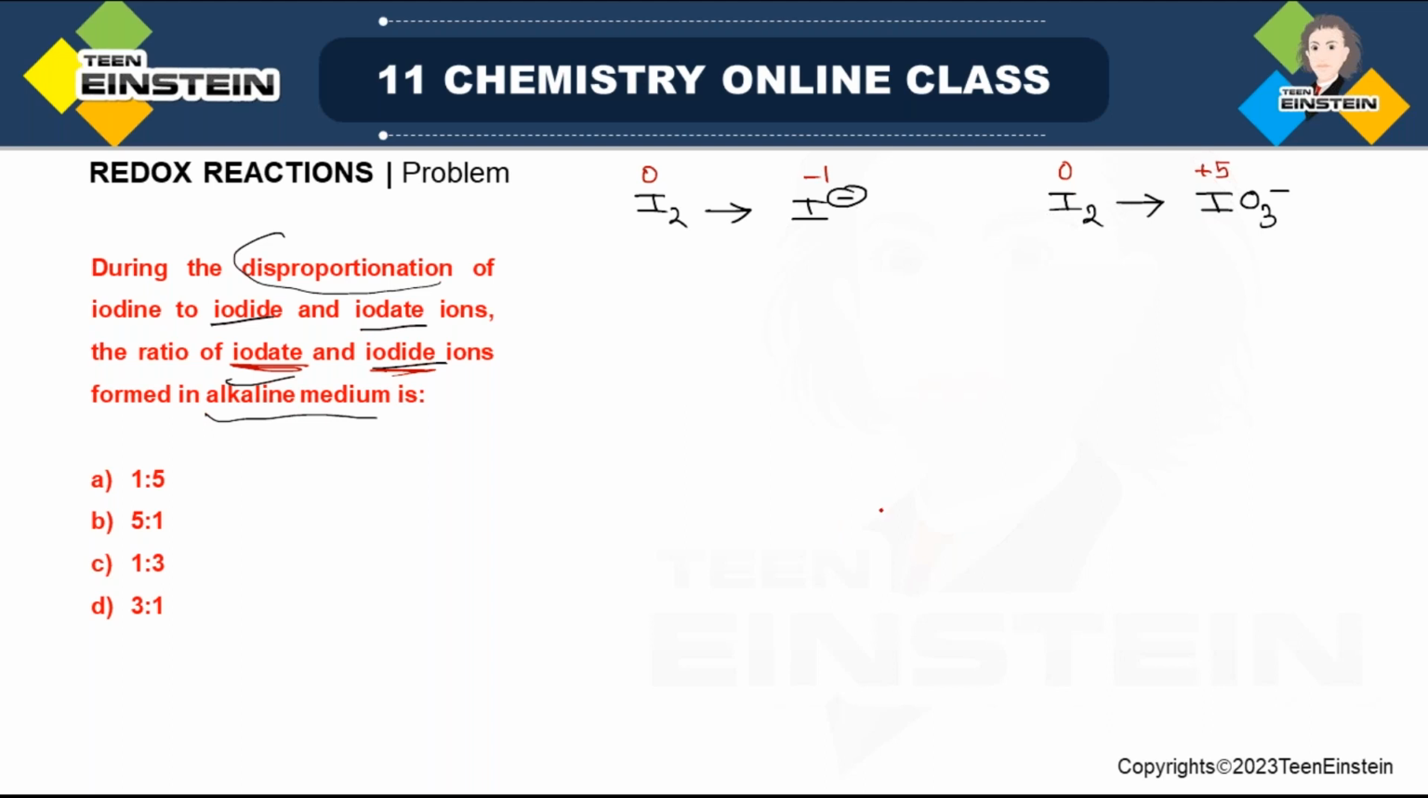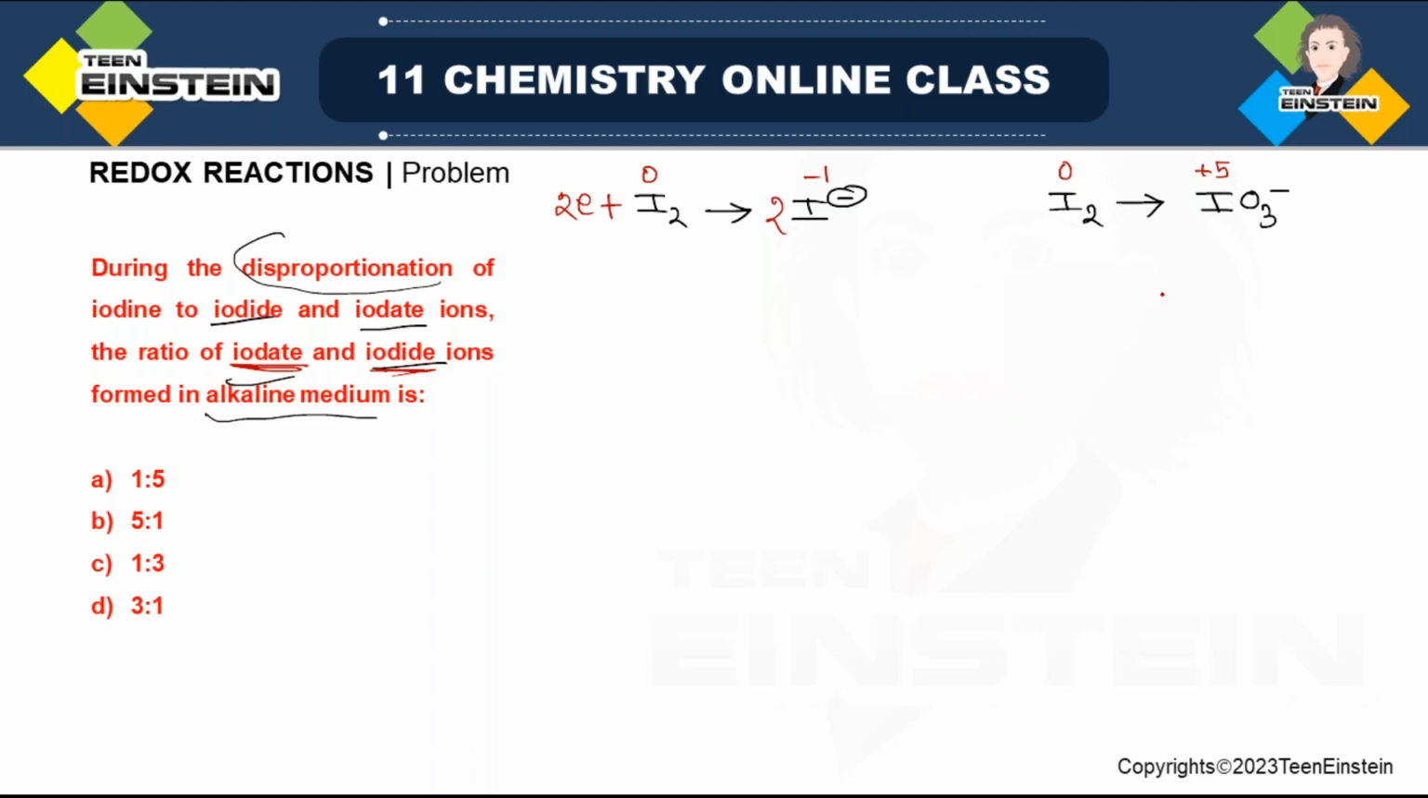So the first equation, I2 to I minus. Here the number of iodine on the left hand side is 2, but on the right hand side it is only 1. So if I put 2 here, the next thing I have to do is make the charge on both sides the same. So here I will add 2 electrons. Now the charge on both sides is the same and the number of ions is the same.